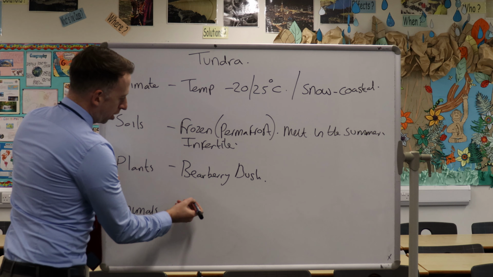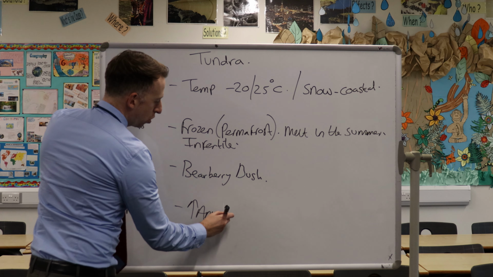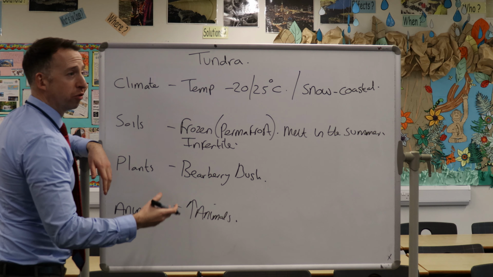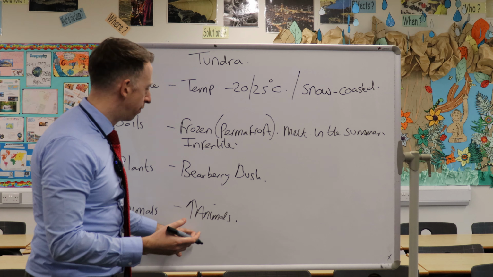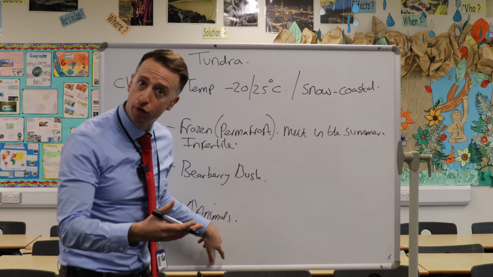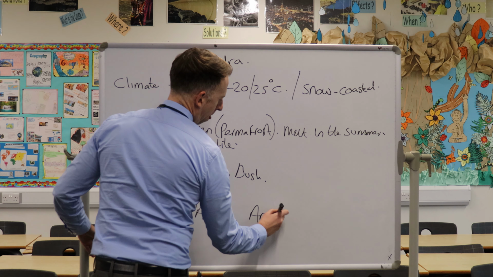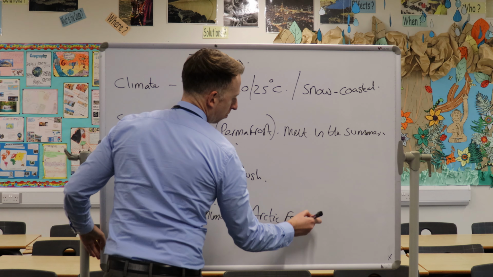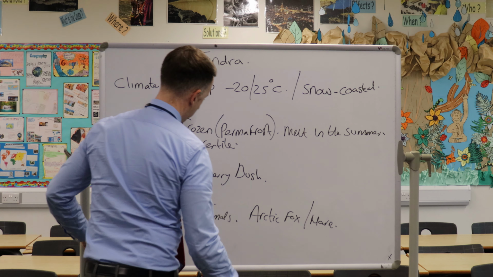When it comes to animals, you do get a lot more animals compared to the polar region. Obviously there's more vegetation, so there's more food available, so therefore the amount of animals you're going to get will also naturally increase because of it. So for example, you have the Arctic fox or the Arctic hare.